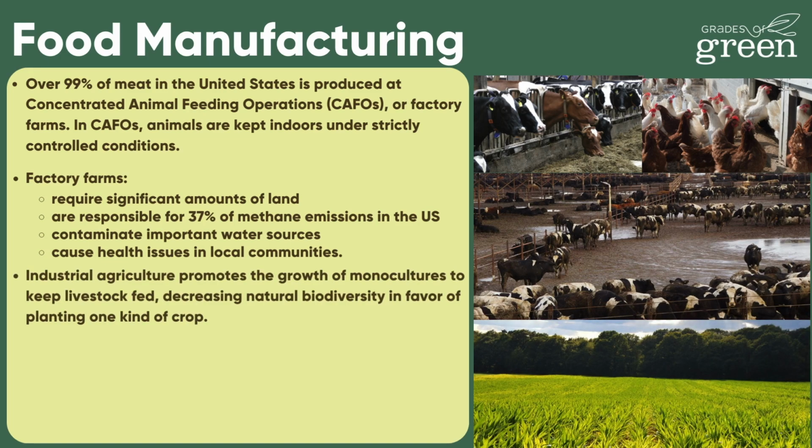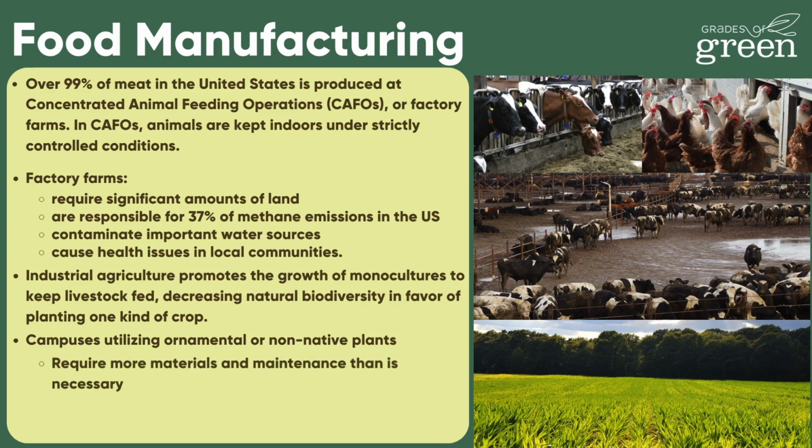Industrial agriculture also promotes the growth of monocultures to keep livestock fed, decreasing natural biodiversity in favor of planting one kind of crop. Campuses that utilize ornamental or non-native plants operate in this manner as well. These manufactured landscapes require more materials and maintenance than is necessary, including pesticides, fertilizers, and the depletion of natural resources.